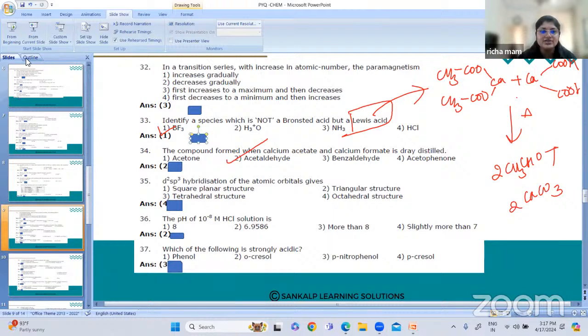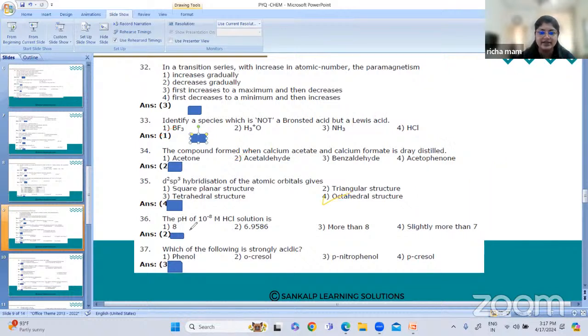d2sp3 hybridization of the atomic orbitals gives you. So when you have d2sp3, calculate how many are there. d2 is 2, plus 1, plus 3. So 3, 4, 5, 6. So wherever you have coordination number 6, it will show an octahedral structure. So option number 4 is the correct answer.